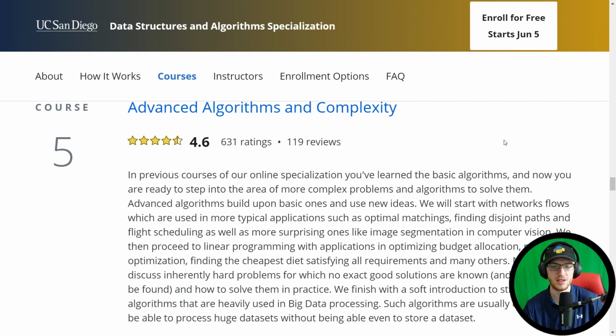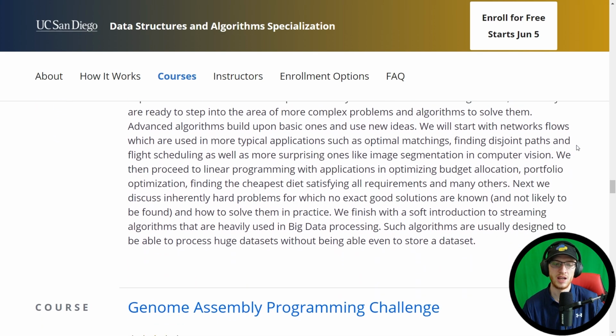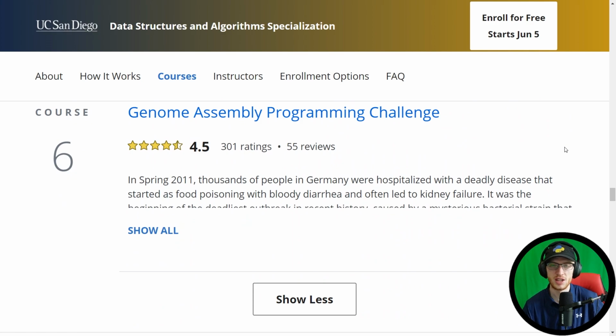But with that being said, some of this more advanced stuff is what can really take that extra step to get some of these jobs. So just letting you know, that's my opinion. And course 6, to finish it off, not going to go into the details. You do a cool genome assembly programming challenge. I'm not really going to worry about that. It's cool stuff. So what do I think about this?